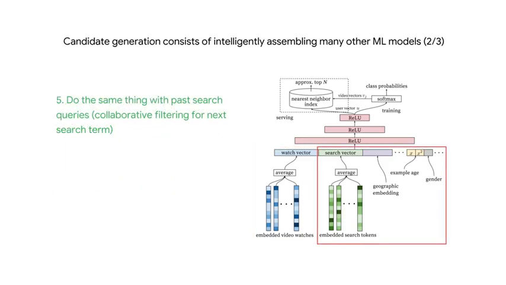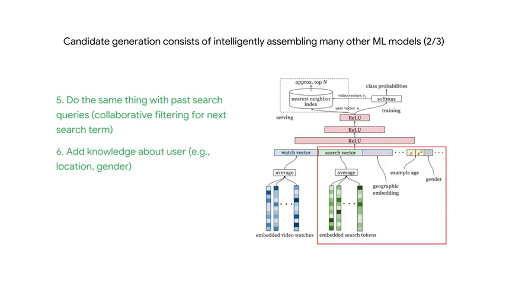We will do the same thing with past search queries. Collaborative filtering for next search term is a collaborative filtering model that is similar to the user history-based collaborative filtering we talked about earlier. Essentially, this is like doing a word2vec on pairs of search terms. We will find an average search embedding, and this will become our search vector, another input feature to our deep neural network. We also should add any knowledge we have about the user.